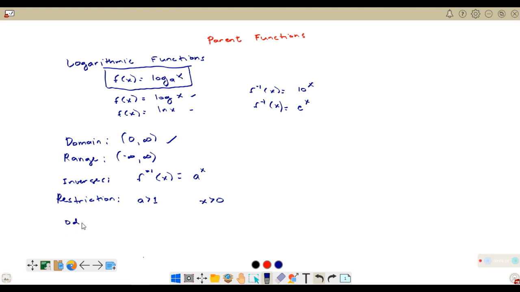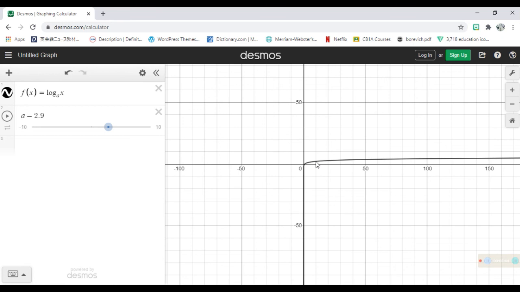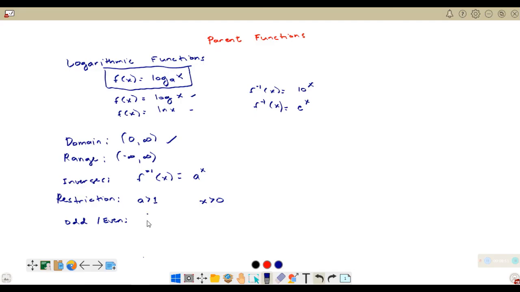Now, is it odd or even? So, looking at the graph, let's remove one first. So, looking at the graph, is it symmetric about the origin? No. Is it symmetric about the y-axis? Again, no. So, this is neither. It is neither odd nor even.